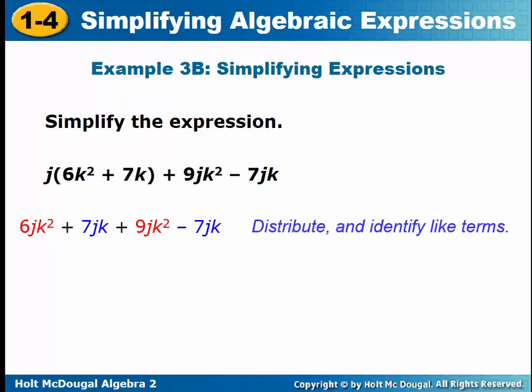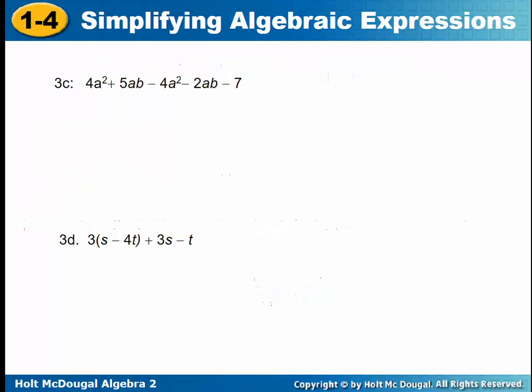In this example, they have the like terms the same color. So the red ones go together and the blue ones go together. The signs in front of the term go with them, so that minus 7jk has to keep the minus sign. Now what is 7jk minus 7jk? It's 0. So these actually are going to cancel each other out, and we're just going to be left with 6jk squared plus 9jk squared, which is 15jk squared. So we don't change the j or the k squared, we just add the numbers in front of it.